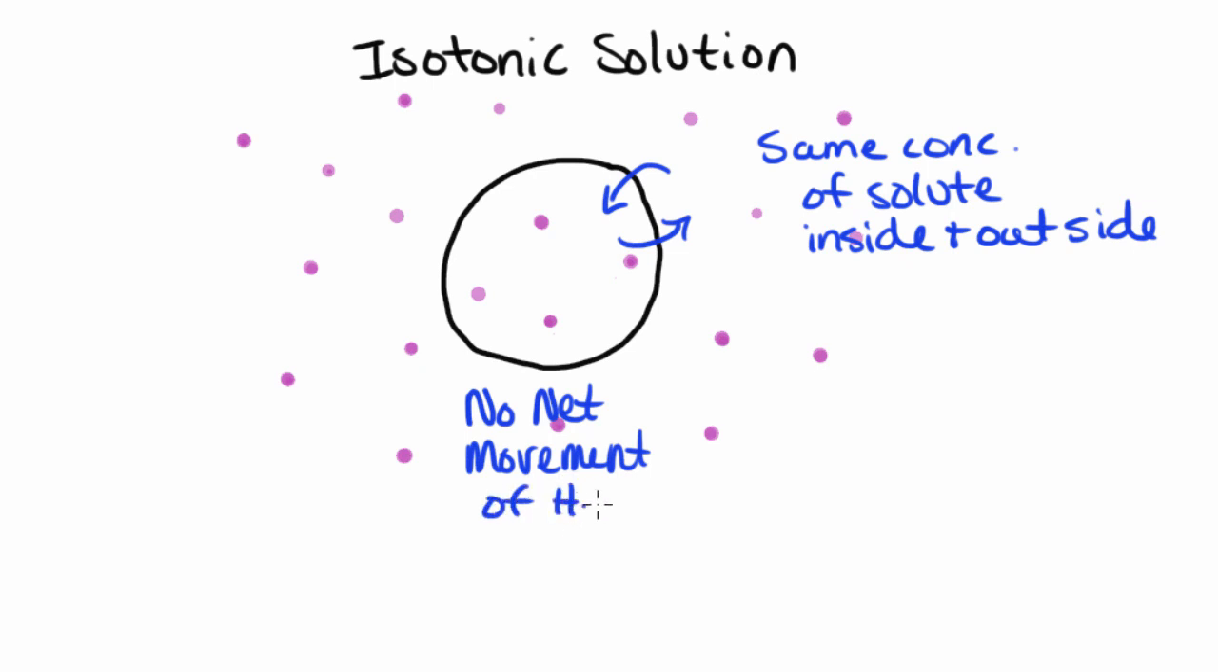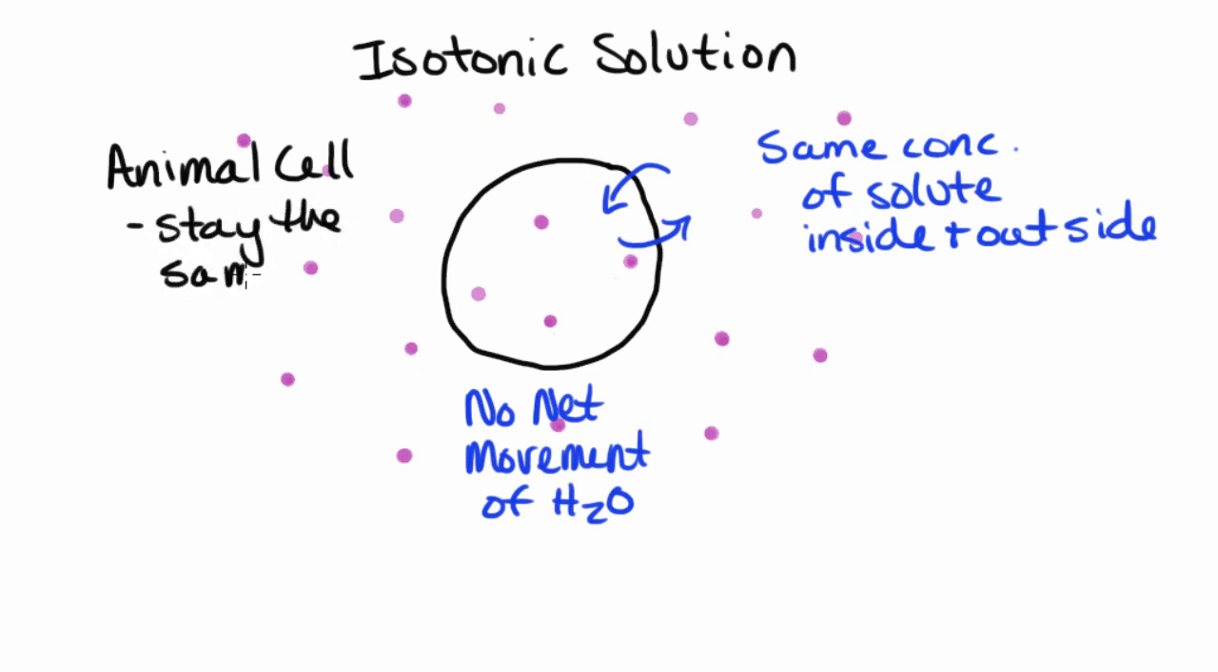And so if we compare this between a plant and an animal cell and what the difference is going to be for the two cell types, for the animal cell, the cell is going to stay the same. So no real effects on it. And in this case, this is going to be the ideal environment for an animal cell. So they would love to be in an isotonic solution. That's the good scenario.